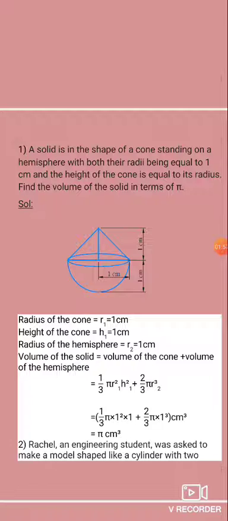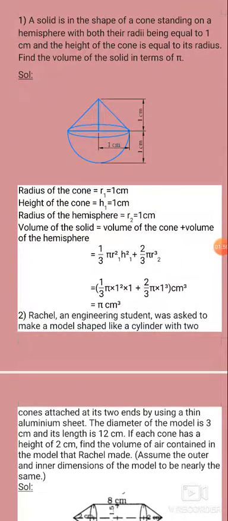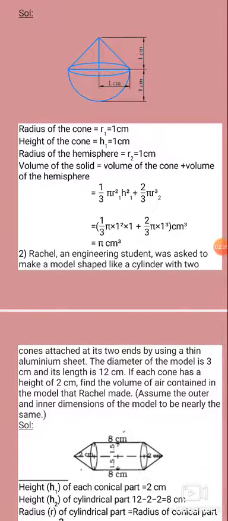Now, the second one. Rachel, an engineering student, was asked to make a model shaped like a cylinder with two cones attached at its two ends by using a thin aluminum sheet. The diameter of the model is 3 cm and its length is 12 cm. If each cone has a height of 2 cm, find the volume of the air contained in the model that Rachel made. Assume the outer and inner dimensions of the model to be nearly the same.